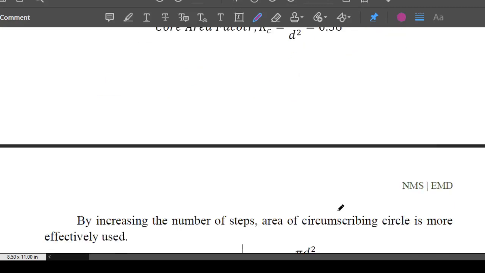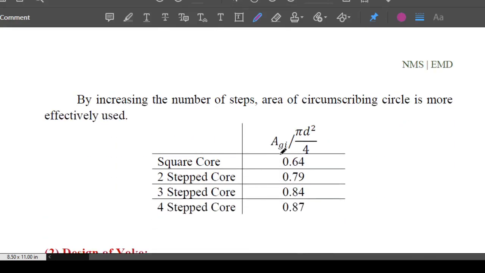All these ratios? I have listed out the ratio values like this. This is a ratio which tells you the ratio between AGi, the gross iron area, divided by pi d square by 4, that is the circumscribing circle area. That means this factor tells you out of the total circle area how much amount of iron is actually utilized.